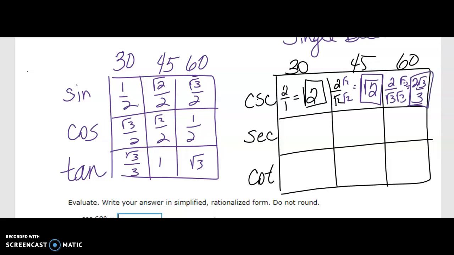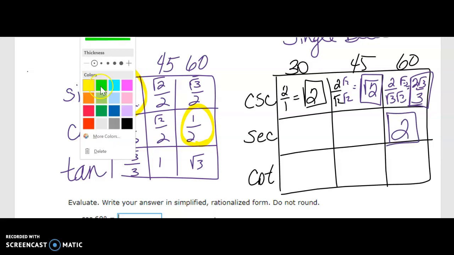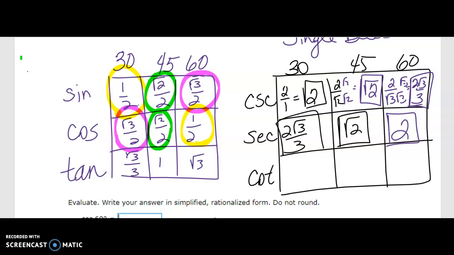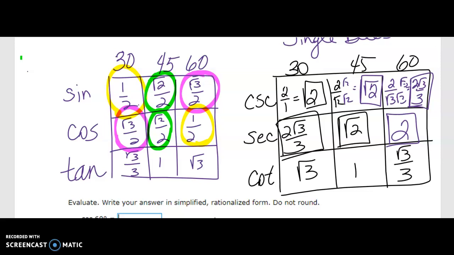Now, if I've already done 1/2 here, and here's 1/2 here, then I don't have to do it again. If I've done square root of 2 over 2, and here's square root of 2 over 2, I don't have to do it again. If this is square root of 3 over 2, and this is square root of 3 over 2, I don't have to do it again. And what happens is these flip sides. Okay, so now we're getting ready to go.